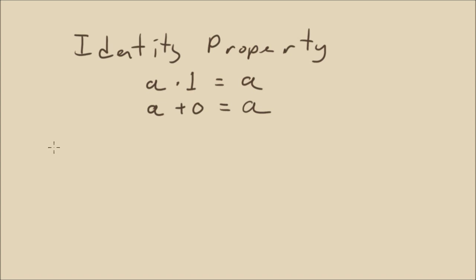So if we were to say, in this case, a was equal to 22. So 22 times 1 is going to equal 22. And 22 plus 0 is also going to equal 22. Pretty straightforward thing, but still an important property that you'll get to use a fair bit later as you move through some other exercises.